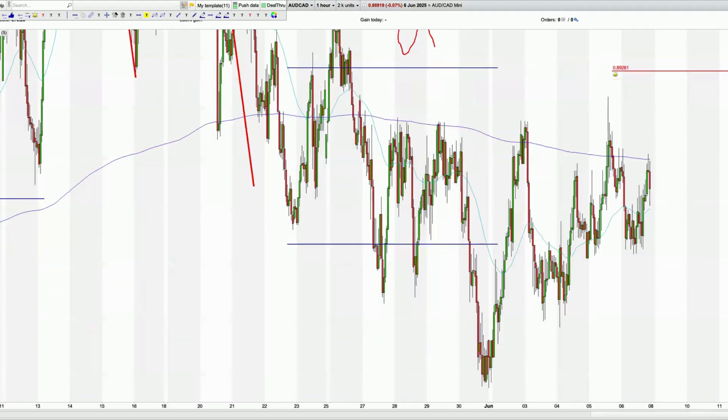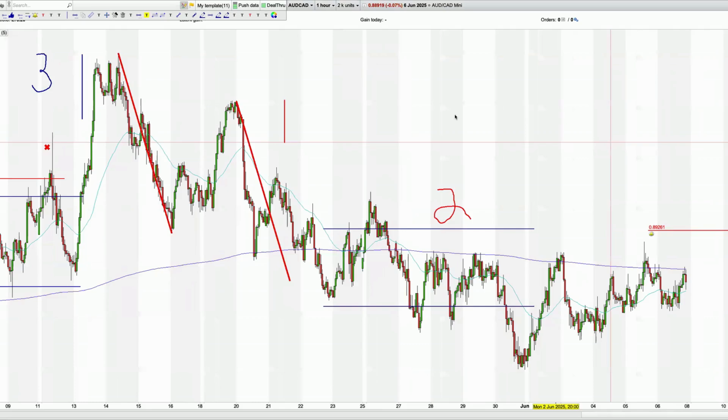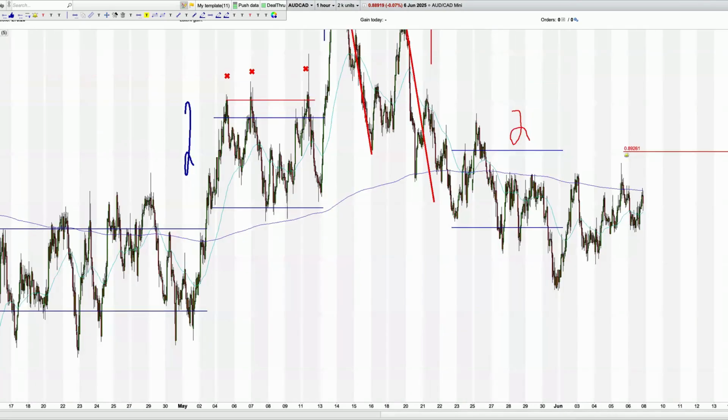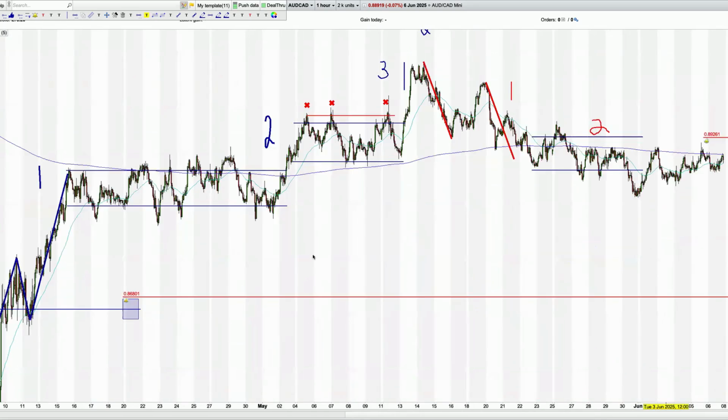AUD CAD. Let's have a look on a bigger time frame. Excuse the yawning. So here we go, this is my approach to market. I look at three phases. You can see these phases here: you've got 1, 2, 3, and on the flip side, you've got a 1, a 2, and we're waiting for the 3 on this side.